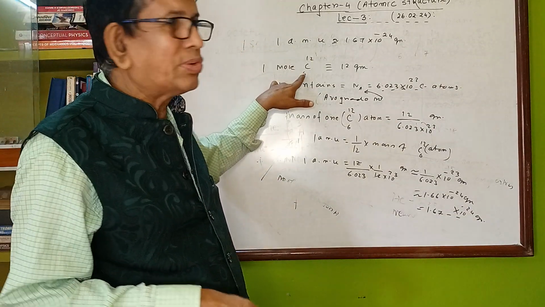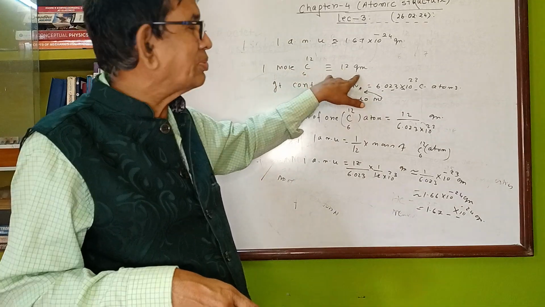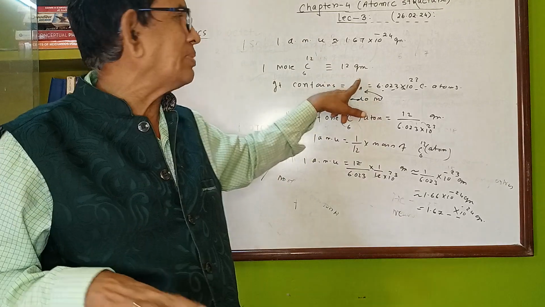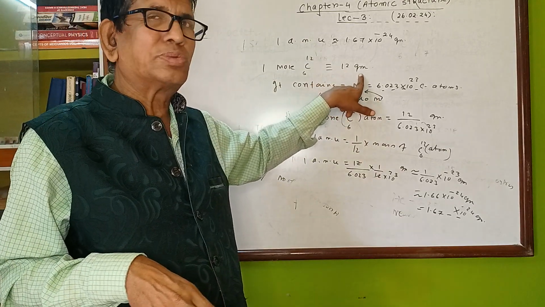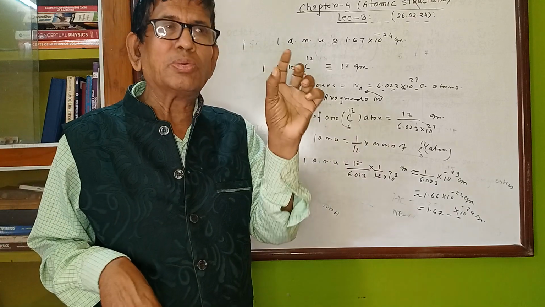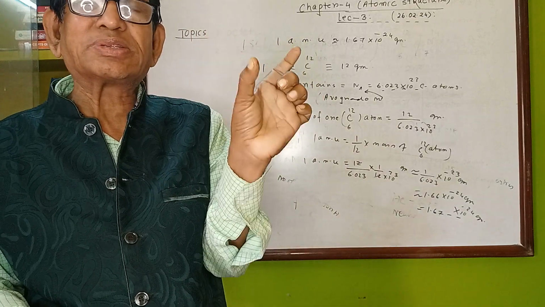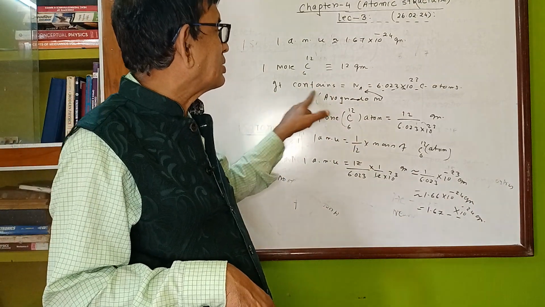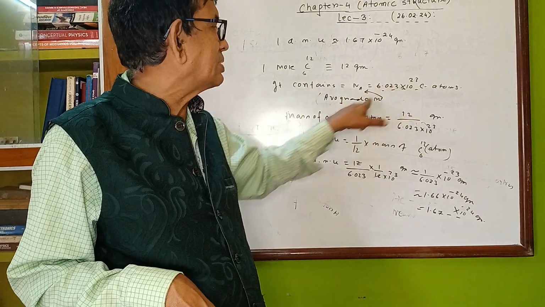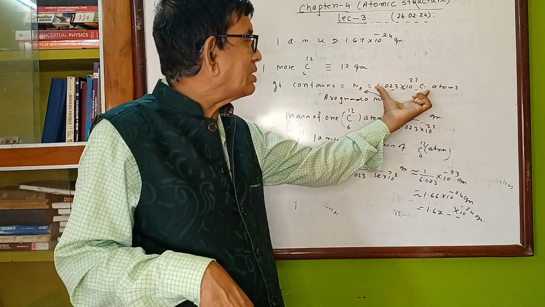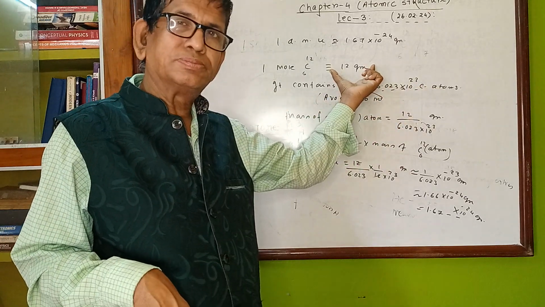So 1 mole of carbon, 1 gram atomic carbon, is 12 gram. You know, the atomic mass of carbon is 12 gram. One mole of any substance contains a fixed number of atoms or molecules. In this case, atoms, monoatomic. It contains a fixed number, that is Avogadro number. Clear? That is very important. So this number of carbon atoms has mass 12 gram.